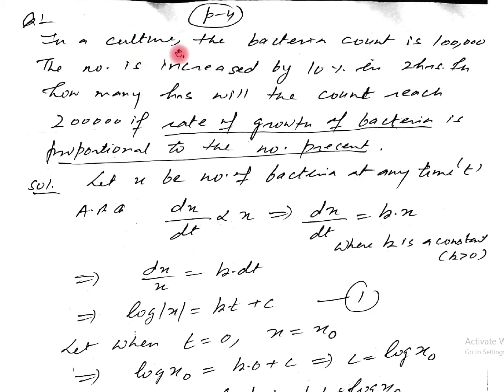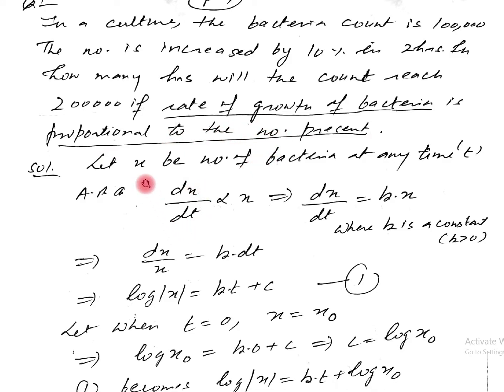In a culture, the bacteria count is 1 lakh. The number is increased by 10% in 2 hours. In how many hours will the count reach 2 lakh, meaning double, if the rate of growth of bacteria is proportional to the number present? See the question again. In a culture, the bacteria count is 1 lakh. The number is increasing by 10% in 2 hours. In how many hours will the count reach 2 lakh, if the rate of growth of bacteria is proportional to the number of bacteria present.